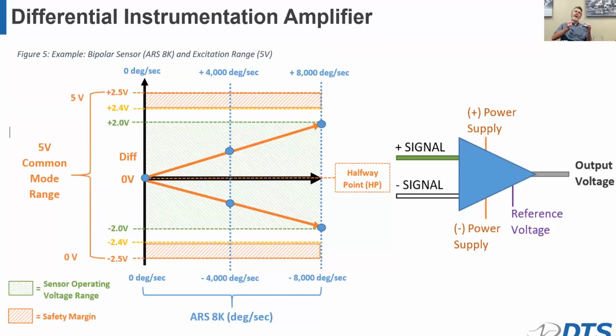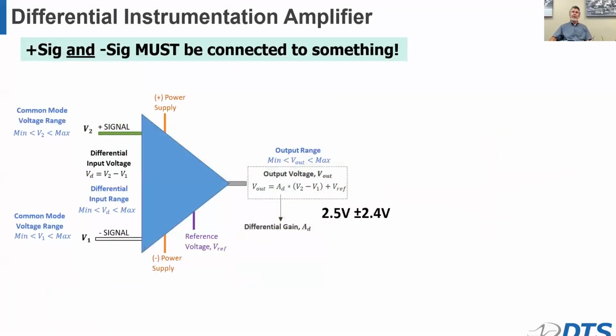Plus 8,000 will be plus 2, minus 8,000 will be roughly minus 2. All those signals need to stay centered and within that common mode range. That's what we're talking about. So some important points when you're connecting sensors to your data recorder.